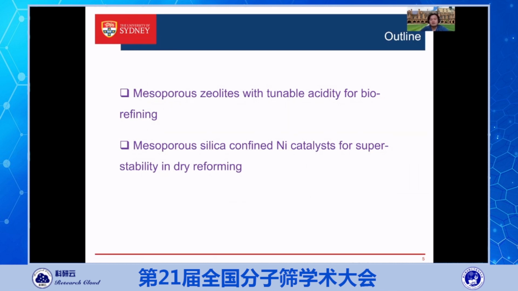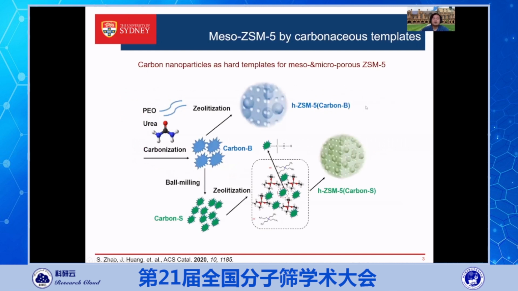The second one is that we developed mesoporous silica, which is able to provide a confined structure, especially for harsh reactions like dry reforming, to realize super stability for this type of reaction for the metal catalyst. So we are going to the first.